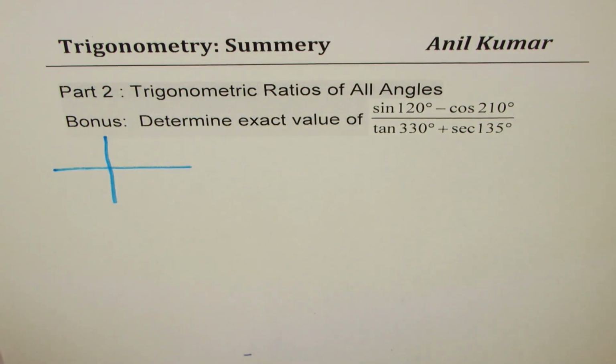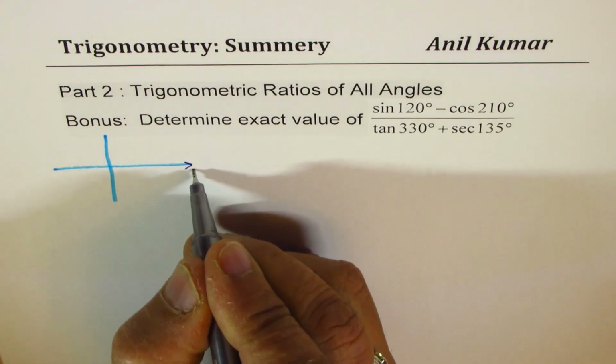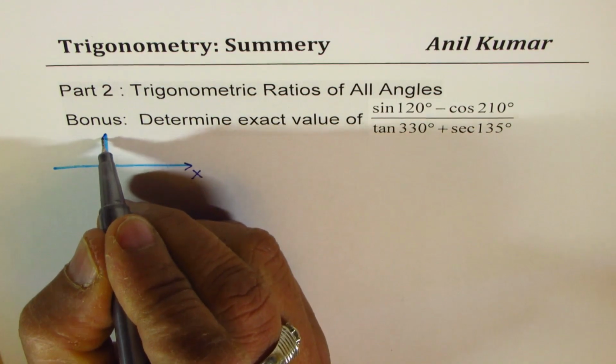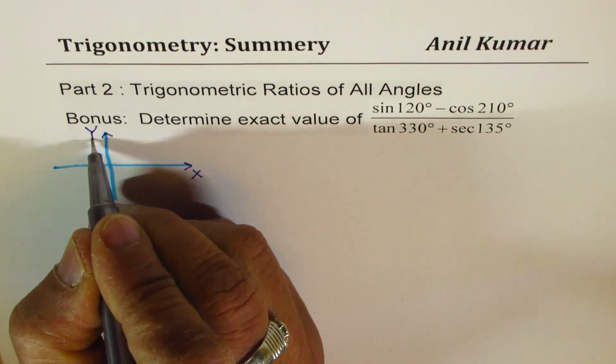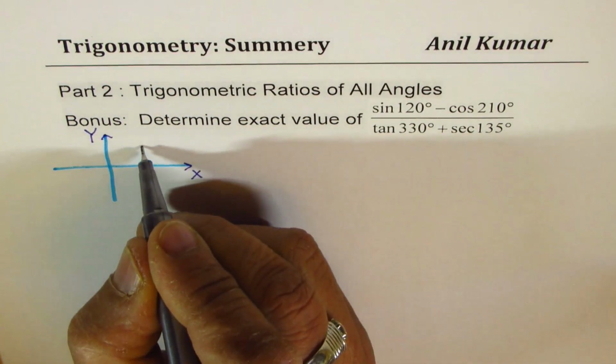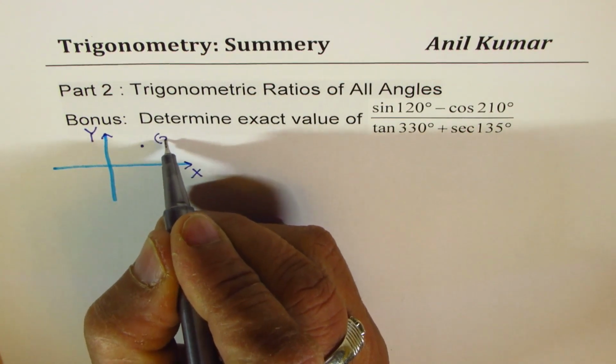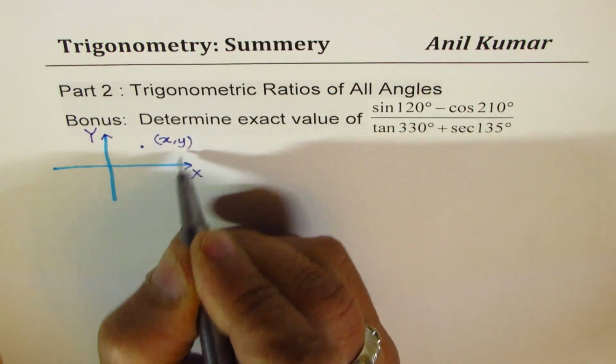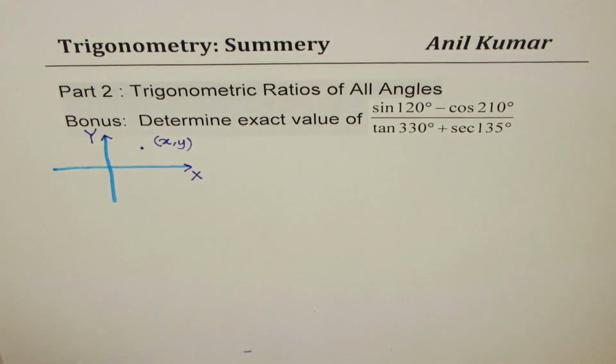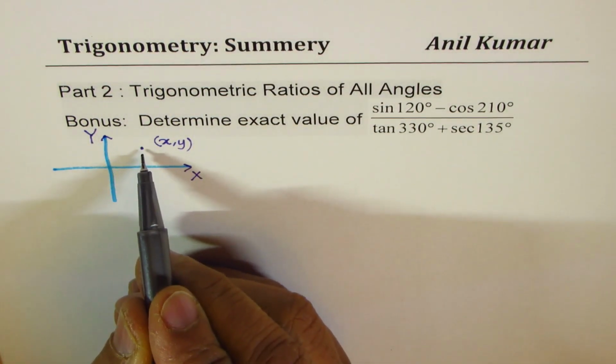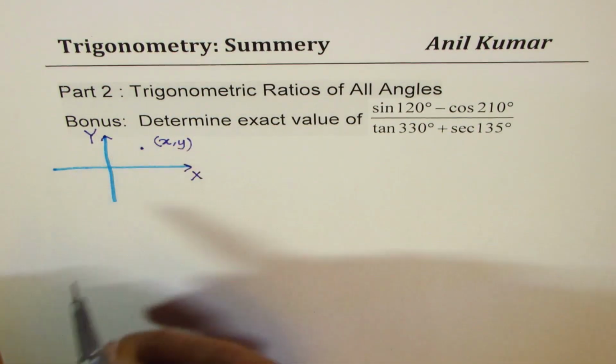So in a coordinate plane where I'm representing the x-axis by capital X and the y-axis by capital Y, I'm actually representing a point here with small xy. Right, so any point here is being represented by small xy.